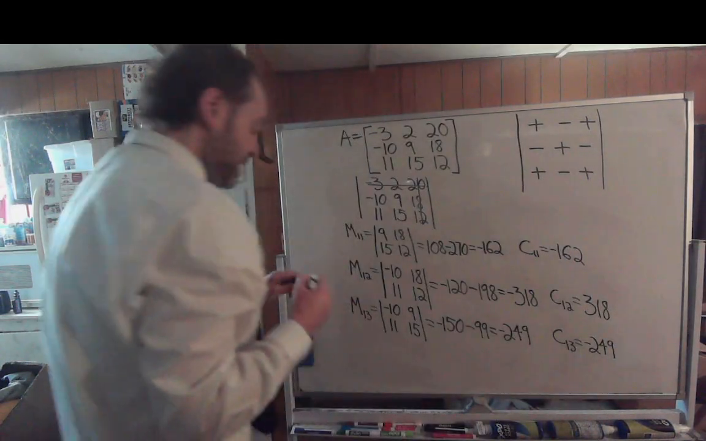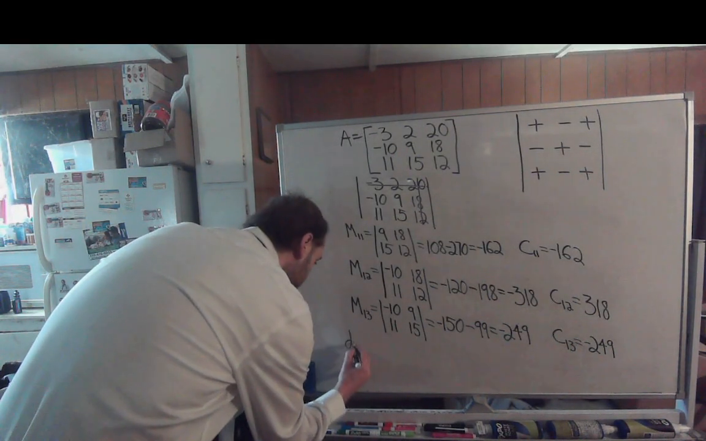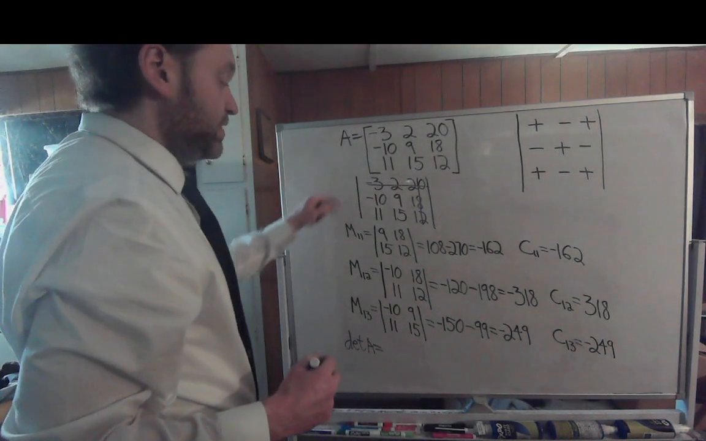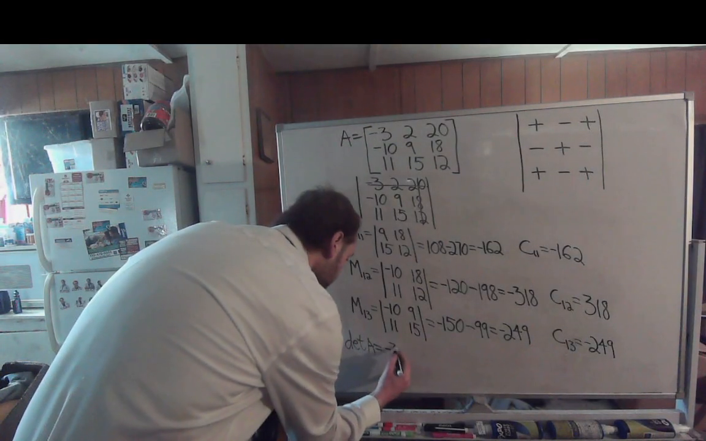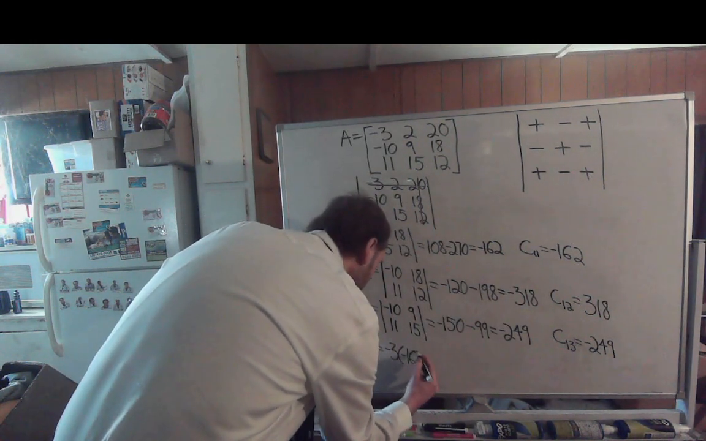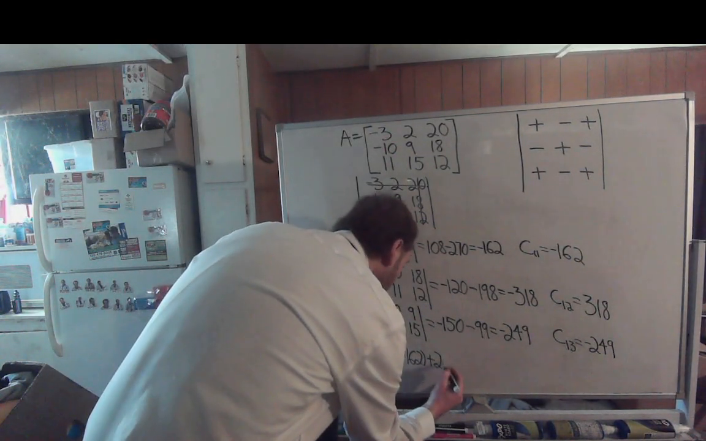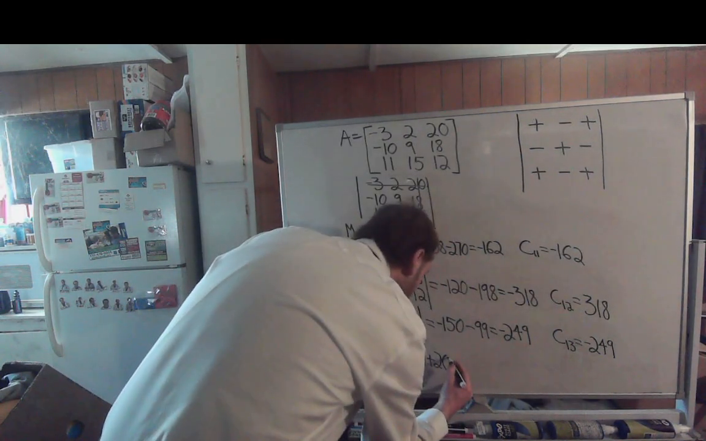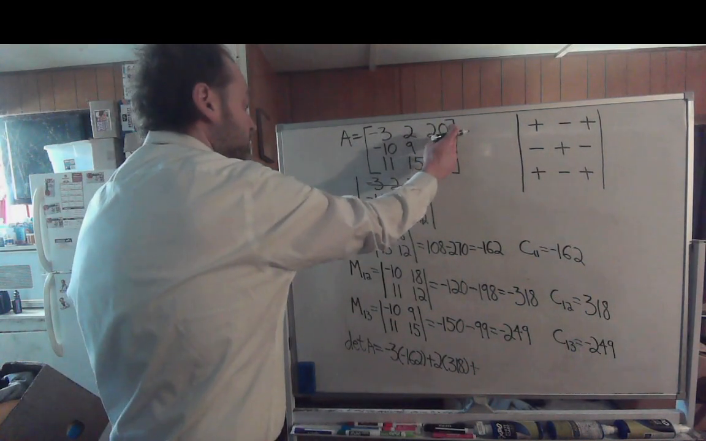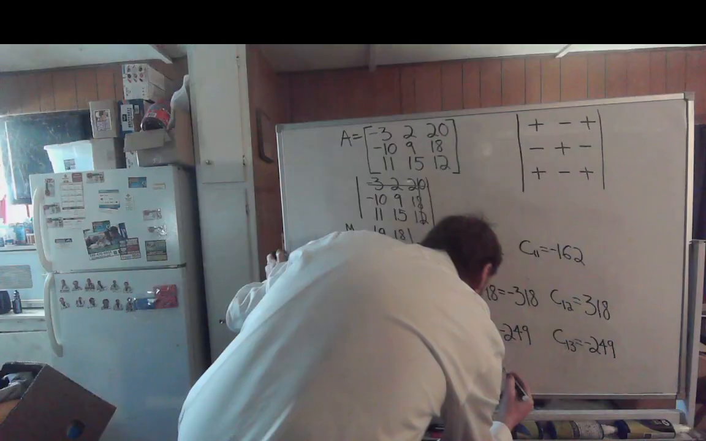All right. Now that we got that, let's go ahead and figure out the actual determinant. So the determinant is going to equal my coefficient of negative 3 times my first cofactor of negative 162, plus my coefficient of 2 times my second cofactor of 318, plus my coefficient of 20 times my cofactor of negative 249.